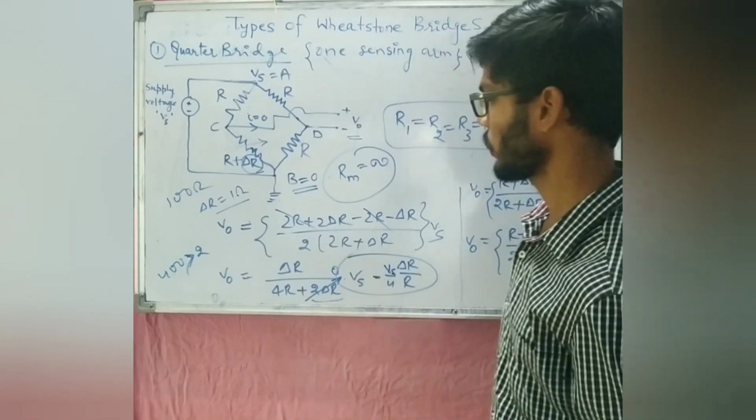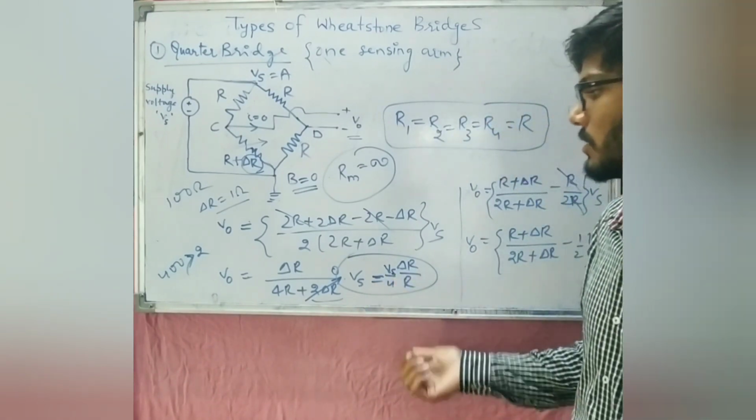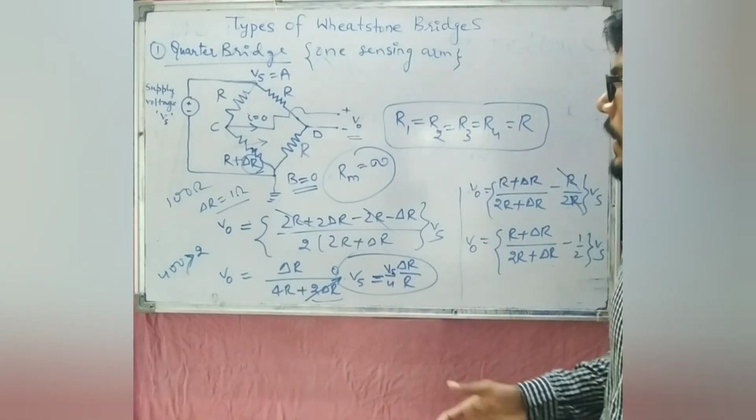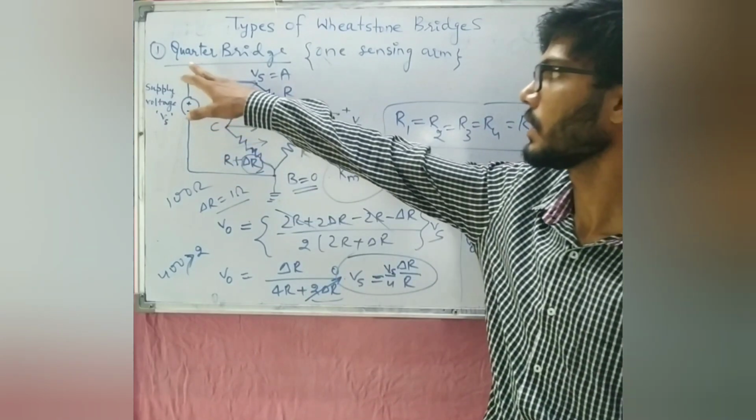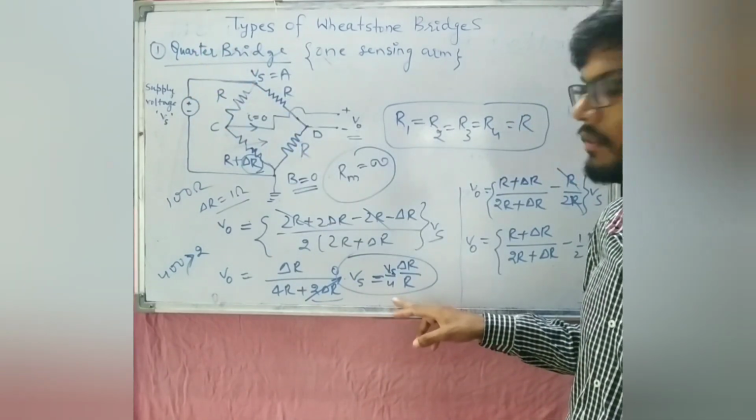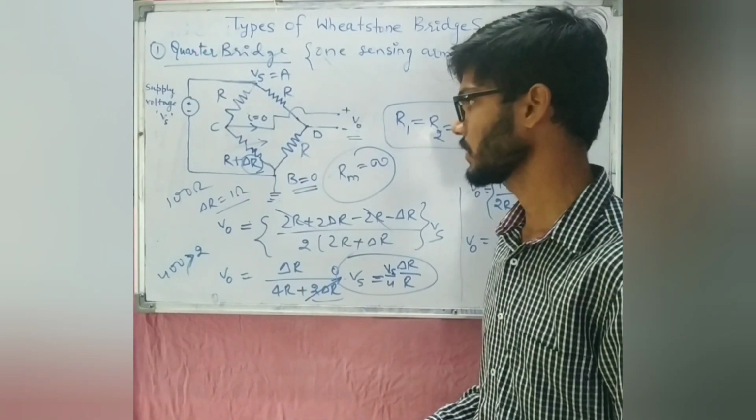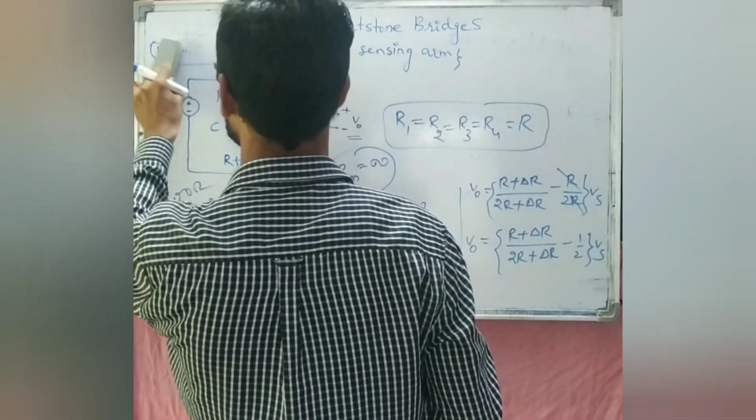So the quarter bridge formula is going to be Vs by 4 into delta R by R. And to make it simple in your mind, just have a look at its name, quarter bridge. Quarter means the output expression is going to have 1 by 4 in it. That's it. So now let's move to the second bridge, the half bridge.